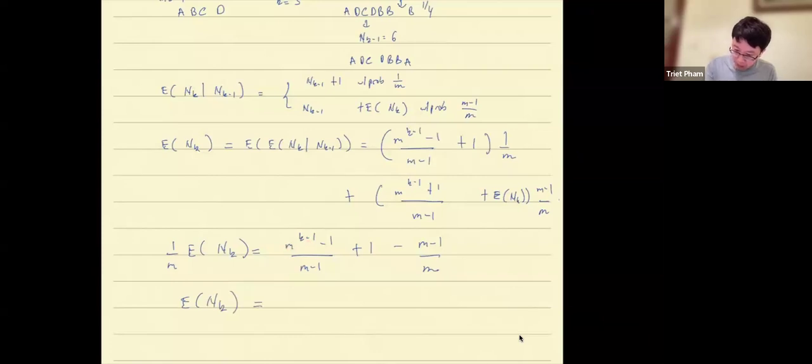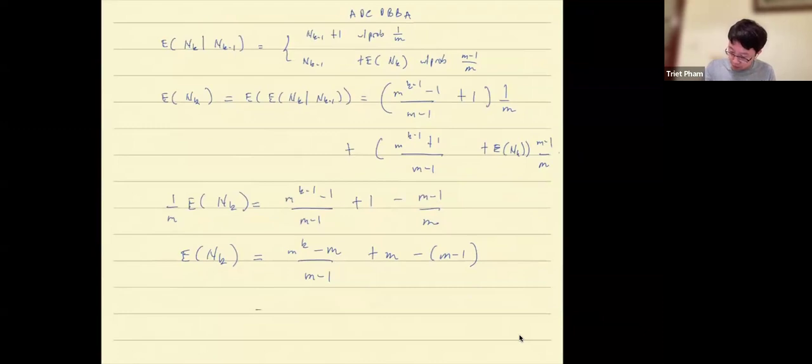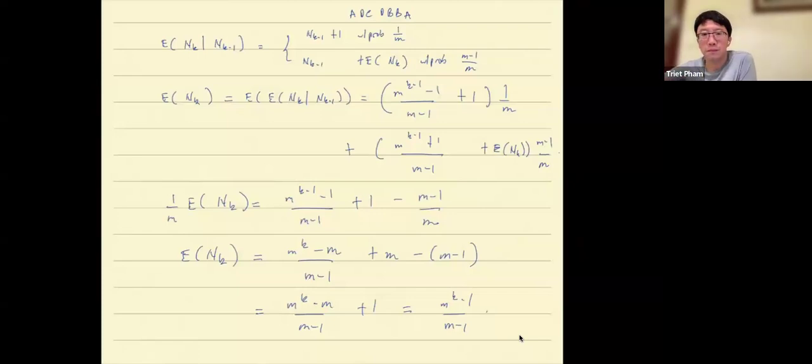So M to the K minus 1 is M to the K minus M, over M minus 1, plus M minus M minus 1. Which really will just be M to the K minus M over M minus 1 plus 1. If you add 1 to this, you see that exactly it's going to be M to the K minus 1 over M minus 1, completing the induction step. Any question?